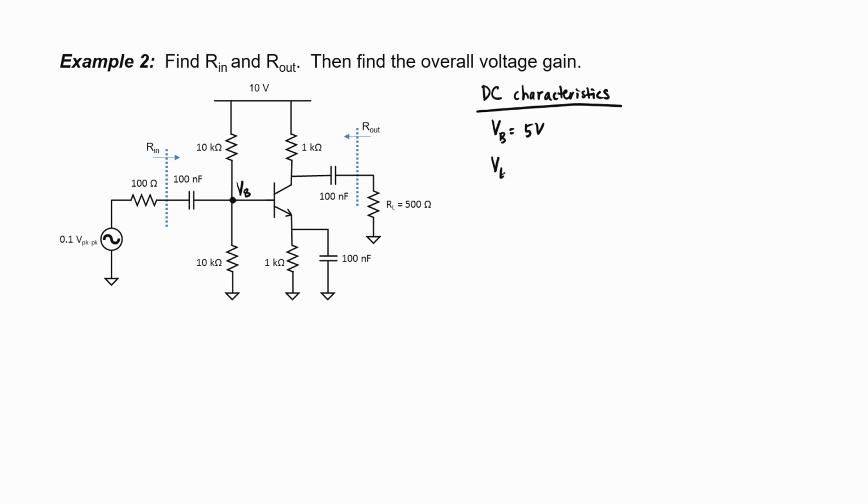Our emitter voltage should be down by 0.7 volts, assuming that it's a silicon transistor. That gives us 4.3 volts at the emitter. All of the DC current is going to go through the 1 kilo ohm emitter resistor.